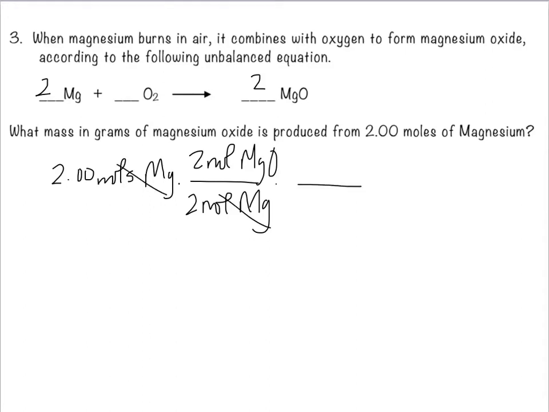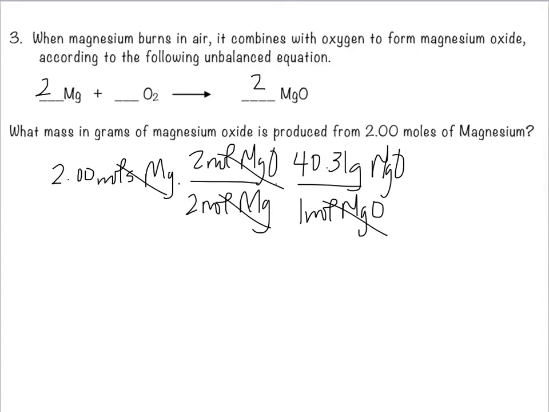It wants to know the mass. Well, 1 mole of magnesium oxide, if I add them together, the mass should be 40.31 grams of magnesium oxide. Moles cancel. I multiply and divide. My answer with 3 sig figs: 80.6 grams of magnesium oxide.